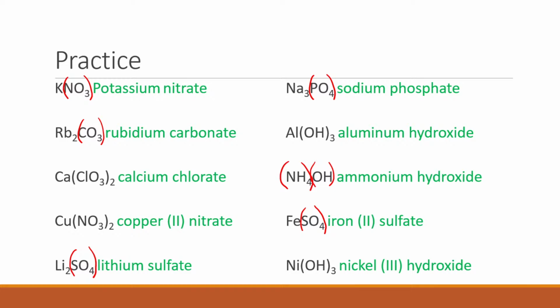In our next video, when we come back together, we will look at going backwards, taking a name and reverse engineering the crisscross method to go from the name to the chemical formula, instead of what we've been doing this whole time, which is taking the formula and going to the name.